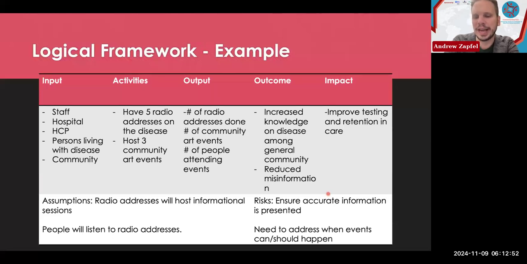And risk may be ensuring accurate information is presented. Again, so how do we mitigate that? Well, the organization is going to develop talking points for anyone who joins the radio addresses. So they will stick to a script maybe. Maybe they do different ways of thinking through that. And the need to address when events can and should happen. Of course, we know that things happen, storms happen, maybe some events have to be canceled or postponed. But again, you'll be ready to go because you've thought about it ahead of time.